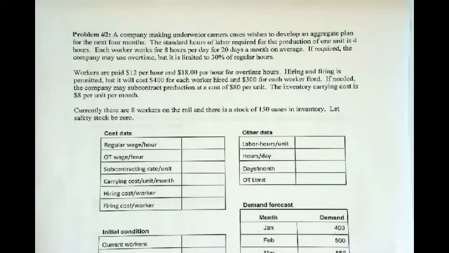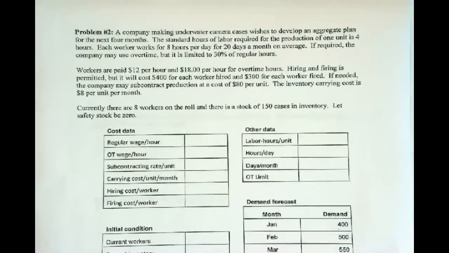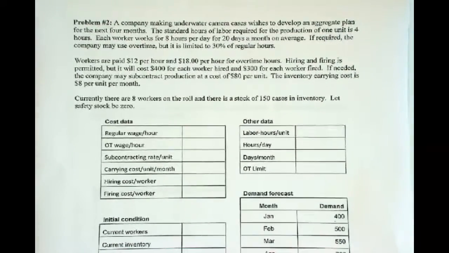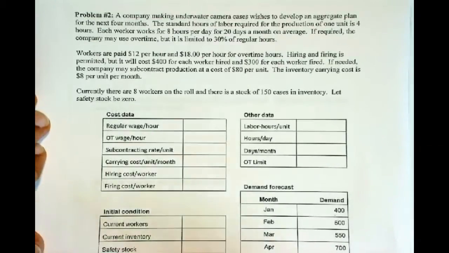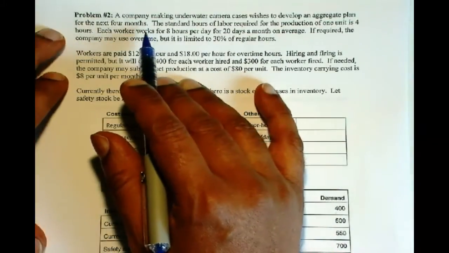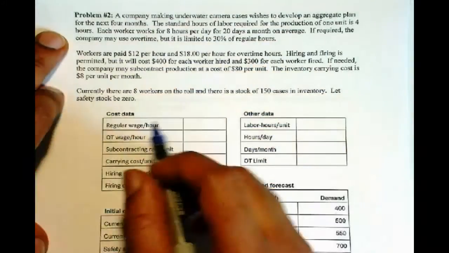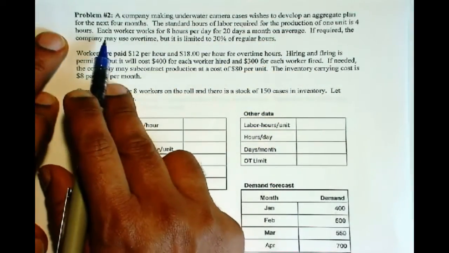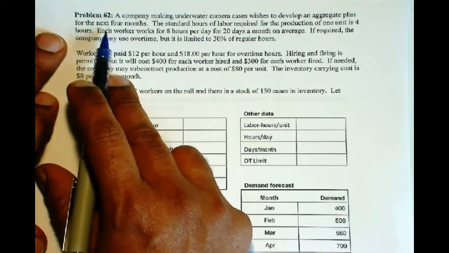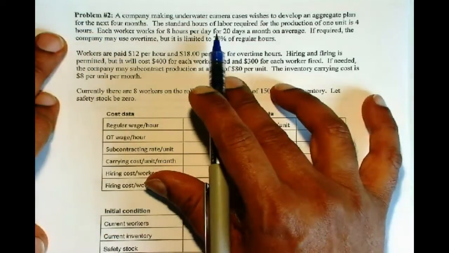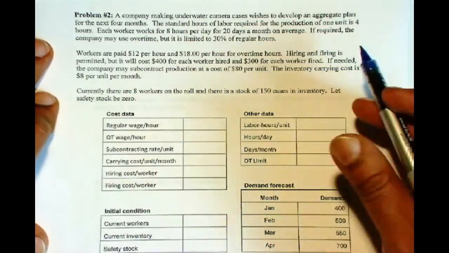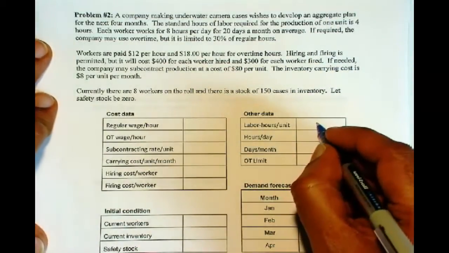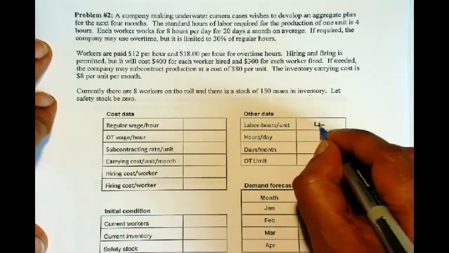Now let's work another problem. Now this one is going to be somewhat different in several ways, but the underlying concepts are the same. So we have a company that produces underwater camera cases, and we want an aggregate plan for the next 4 months. The standard hours of labor required for production of 1 unit is 4. So labor hours per unit, the standard hours needed is 4.